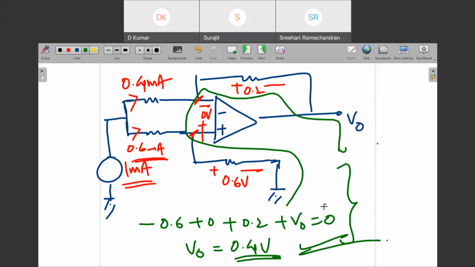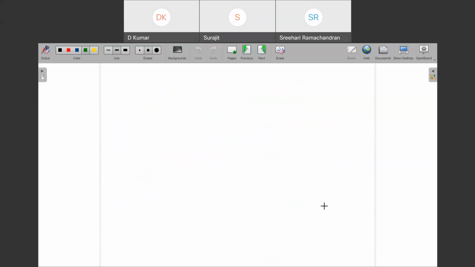Okay, let me take the next problem, and I'm going to give you the same kind of problem now. So please try this problem, both of you. Now, in place of the current source, I'm going to connect a potential source.